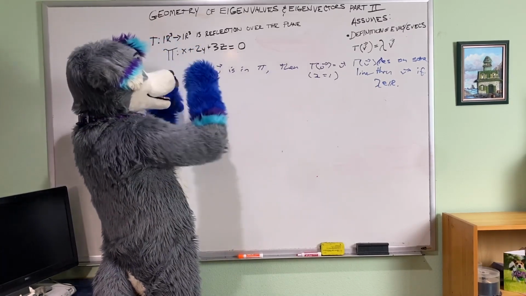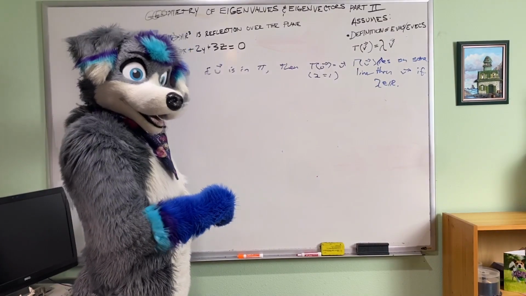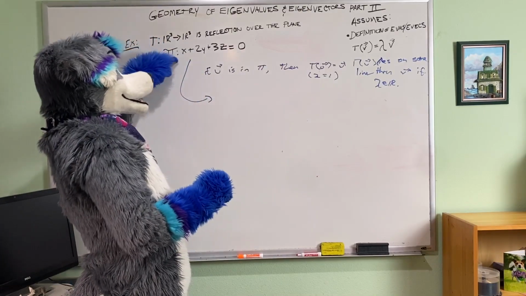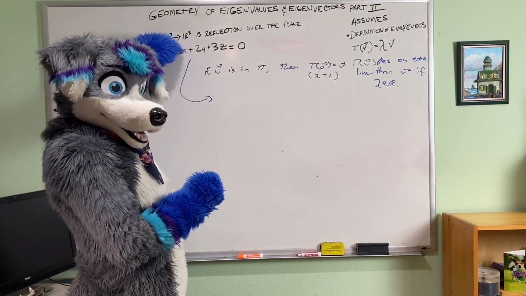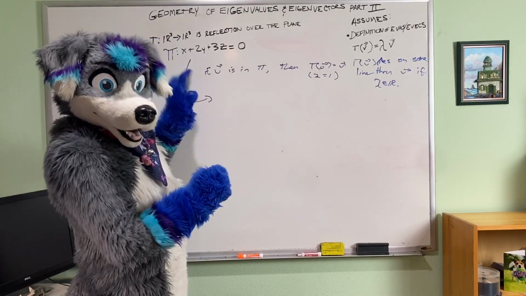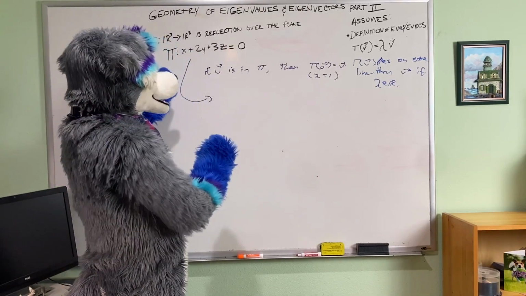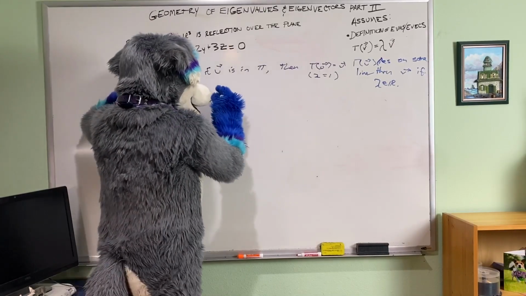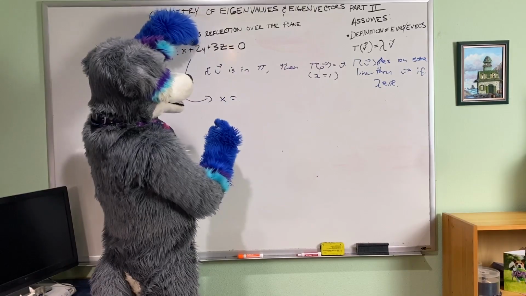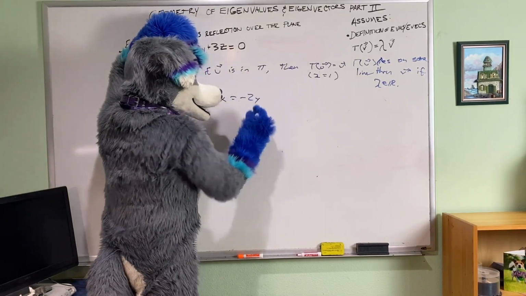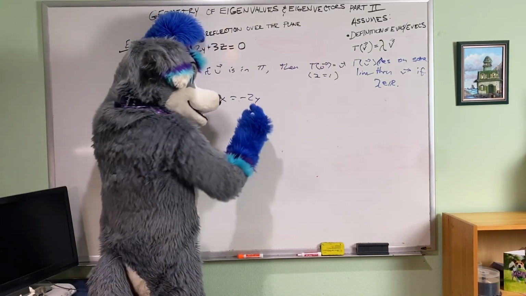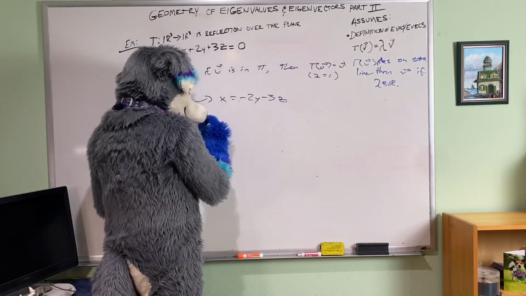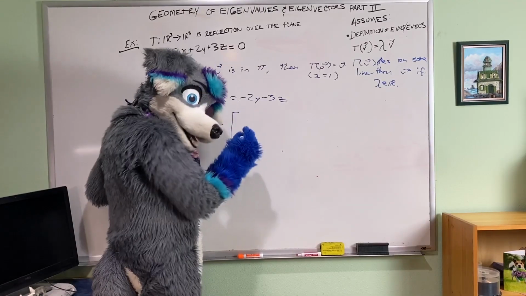Well, if V is in the plane, it has to satisfy the equation of the plane. So if V is in the plane, we know that this is true of the coordinates. I'm going to solve for x, and you'll see why in a second, because we want to be able to represent any general vector V. So if I subtract 2y from both sides, and then subtract 3z from both sides, I see that whatever the vector is, I'll write it in this form.